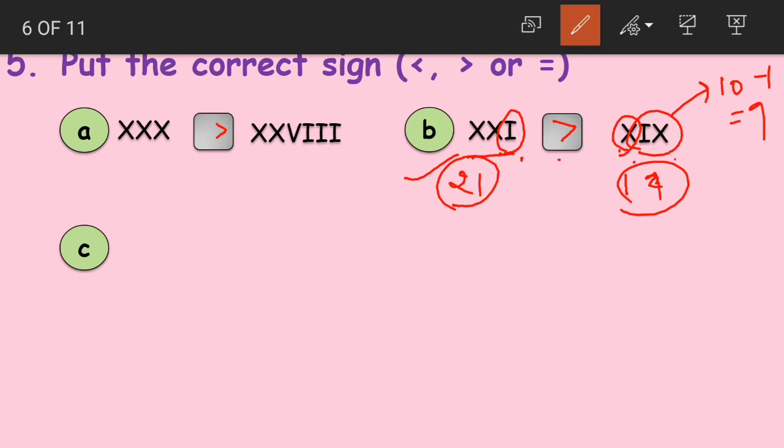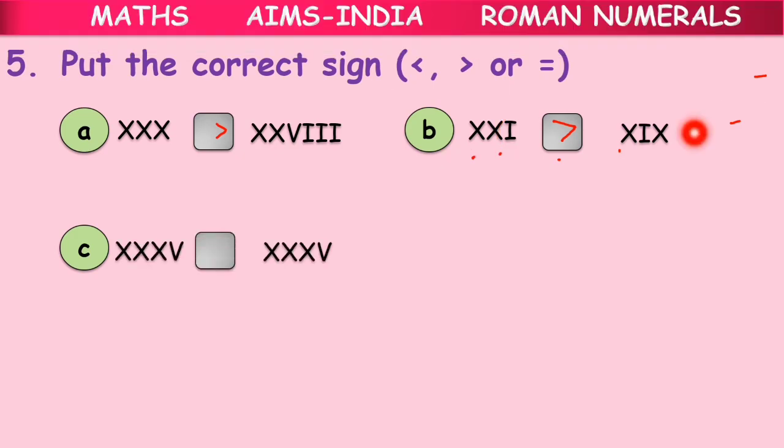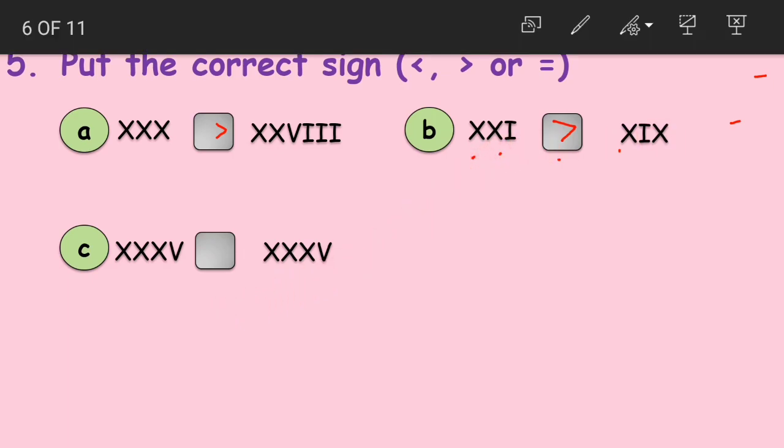XXI is greater than XIX. Is this clear children? How did we solve this? First we converted the Roman numerals into Indo-Arabic numerals. Then we compared both of them and put the symbol here.